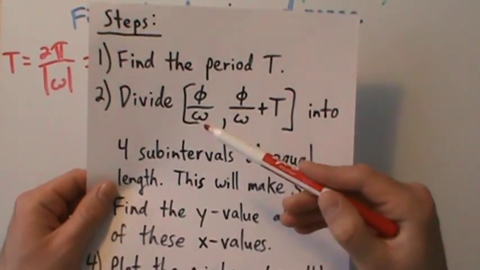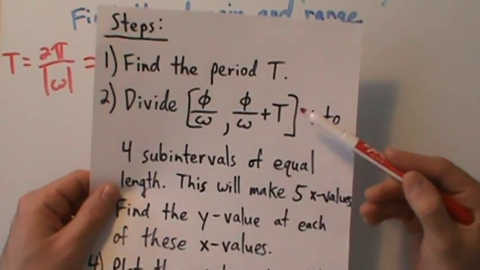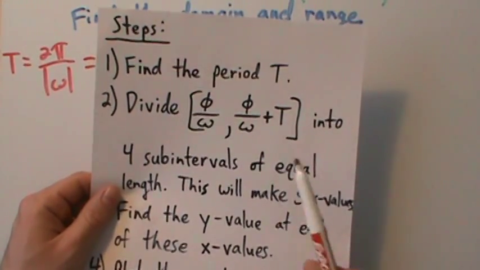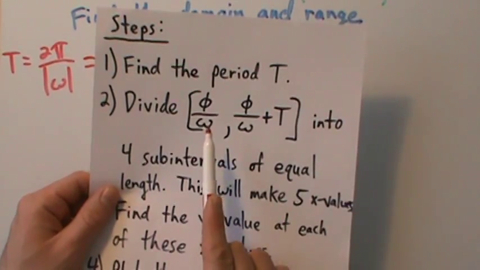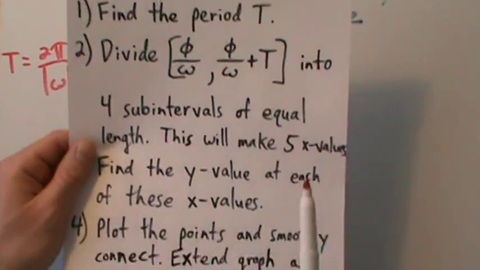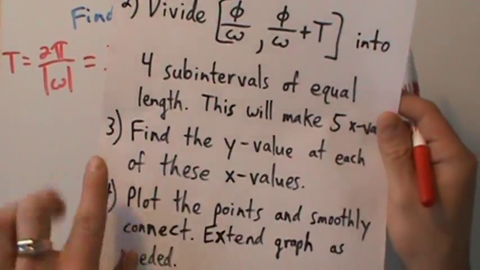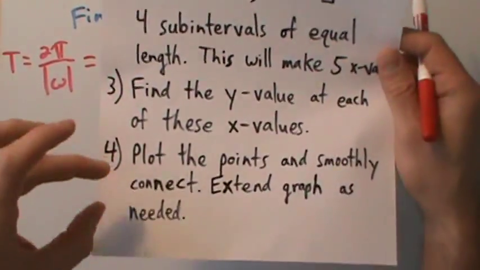Well, remember, phi over omega, that is the phase shift. Okay, and then if we take phi over omega and add T to it, remember T is the period. So really what we're doing here is we're taking an interval that starts at the phase shift and ends one complete cycle later. Okay, so we're taking one complete cycle and we're going to get 5 x values from that cycle, and then we're going to use those x values in step 3 to get y values, and that's going to give us 5 points on the graph.